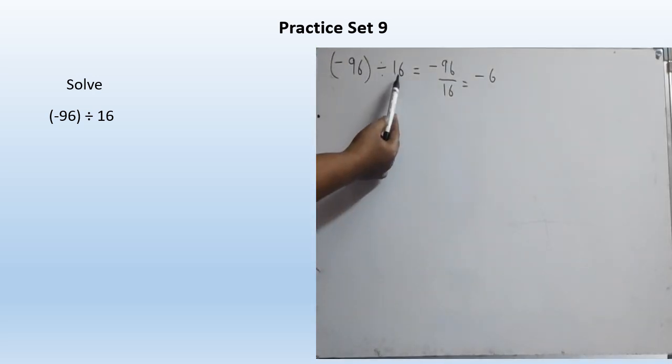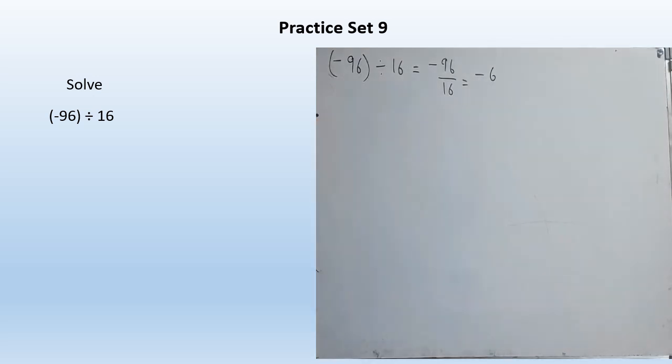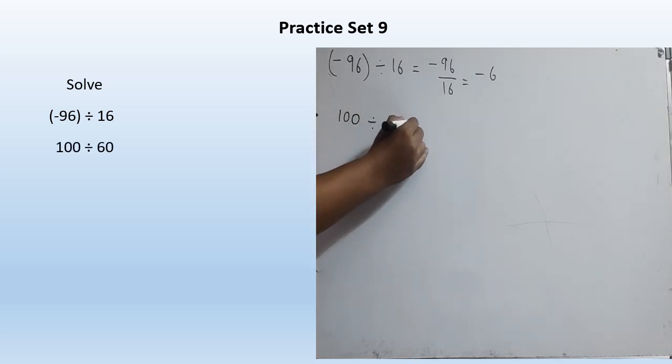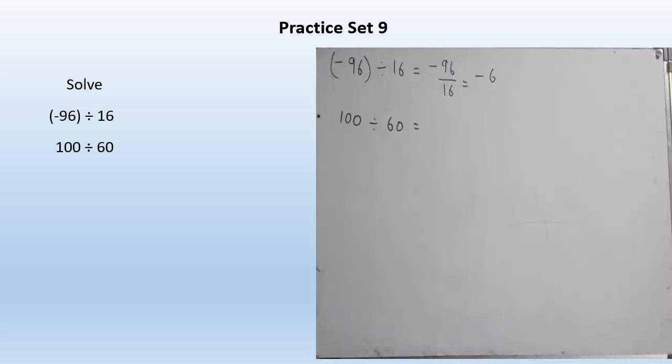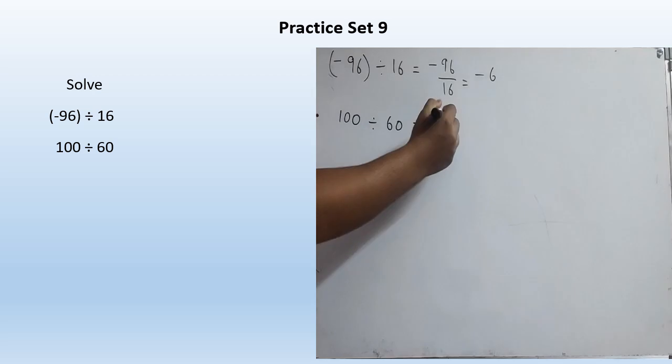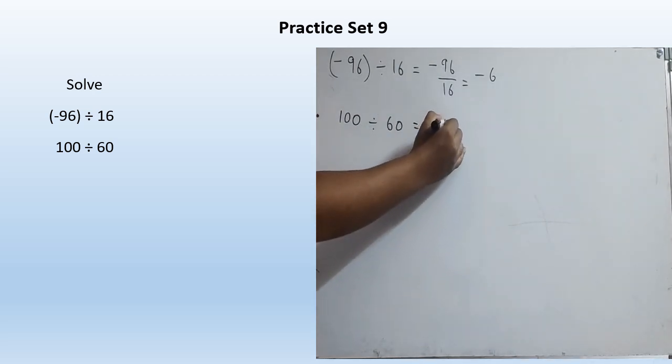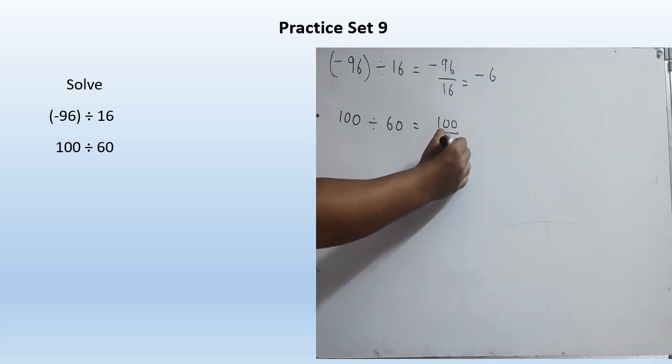Minus 96 divided by plus 16, the answer is minus 6. One more example. 100 divided by 60. So we got a positive integer divided by a positive integer. So positive divided by positive, the resultant quotient is positive. So 100 divided by 60, you're going to write as 100 upon 60.